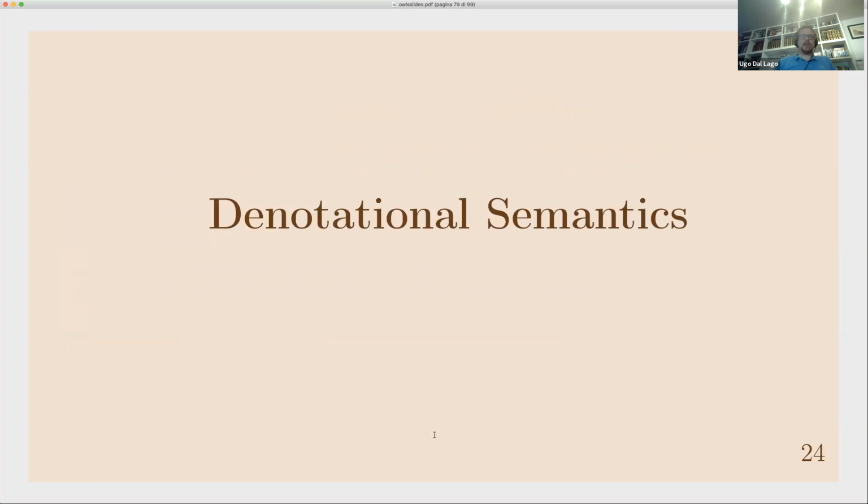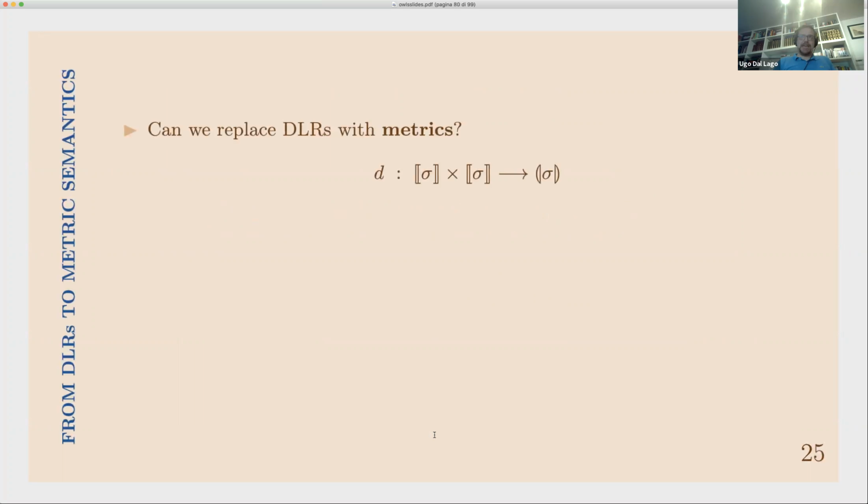I want to spend the last 3-4 minutes, if I can, on the denotational semantics and other notions of program equivalence. So what can we do if we want to turn the denotational semantics into something slightly more differential, like in differential logical relations? Actually, we can do that. We can replace differential logical relations with metrics. This is something, by the way, that some colleagues of mine, Paolo Pistone and Guillaume Geoffroy, did last year.